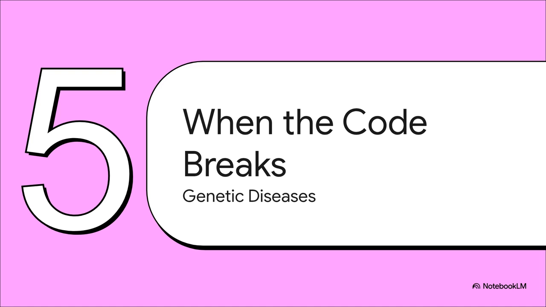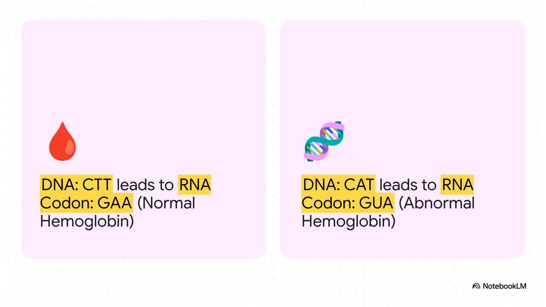But what happens when there's a typo in the blueprint? What happens when the code breaks? Let's look at a real-world and very serious example. Sickle cell anemia. The cause is a shockingly small error. In the DNA blueprint for hemoglobin, that's the protein that carries oxygen in your blood, a single letter T is accidentally switched to an A. Just one swap. That's it. This changes the RNA codon from GAA to GUA, a tiny one-letter typo.